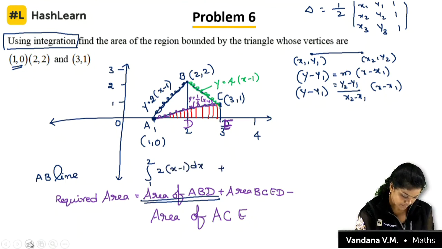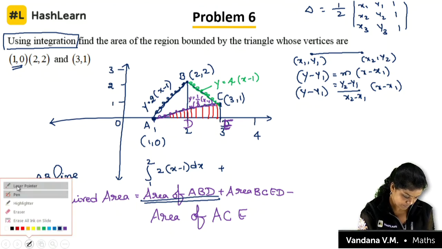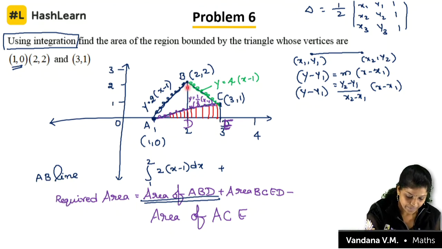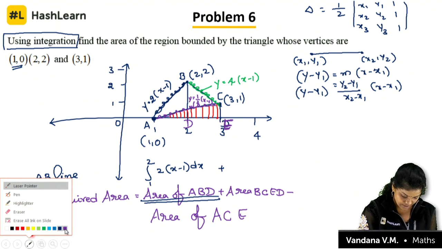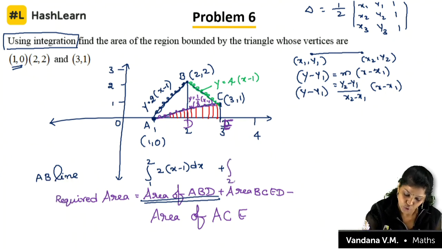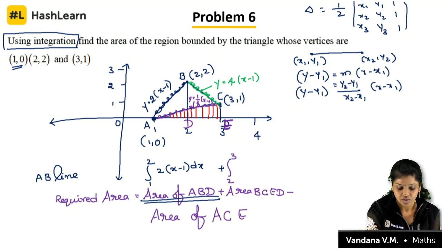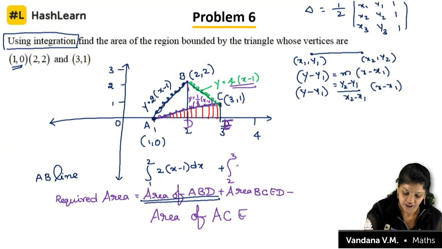Plus, now you observe this BCED. Actually B starts at 2 and E is at 3. So the limits are from 2 to 3. So this is BCED, right? So the equation is 4 into x minus 1.